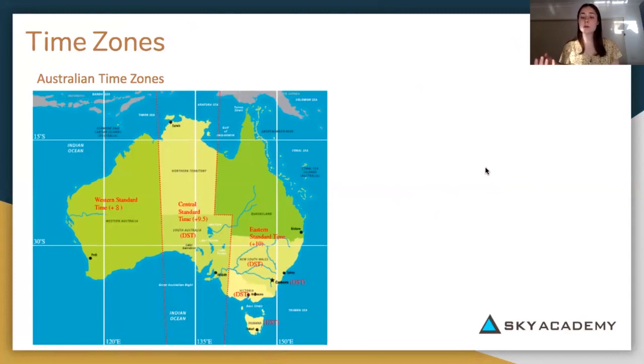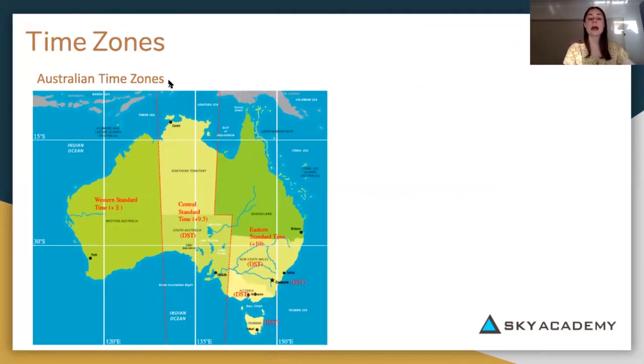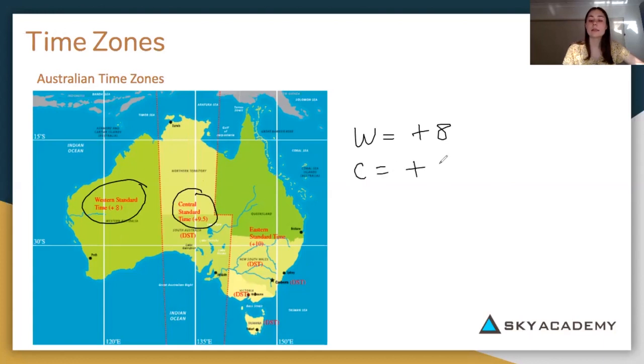So we know that the world or the globe is broken up into 24 different time zones, but we also know that Australia is broken up into 3 separate time zones. So we have our Western Standard Time Zone with a UTC of +8. We have our Central Standard Time Zone, which has a UTC of +9.5. And we have our Eastern Standard Time Zone, which has a UTC of +10.